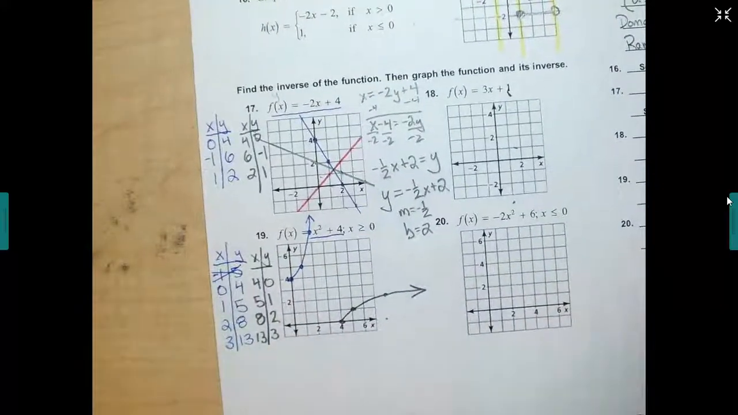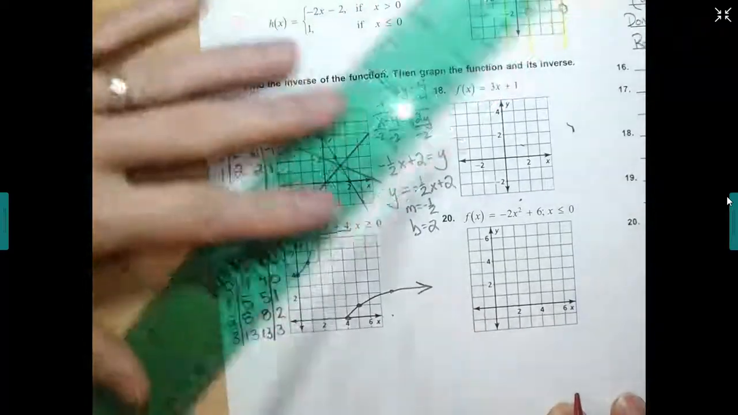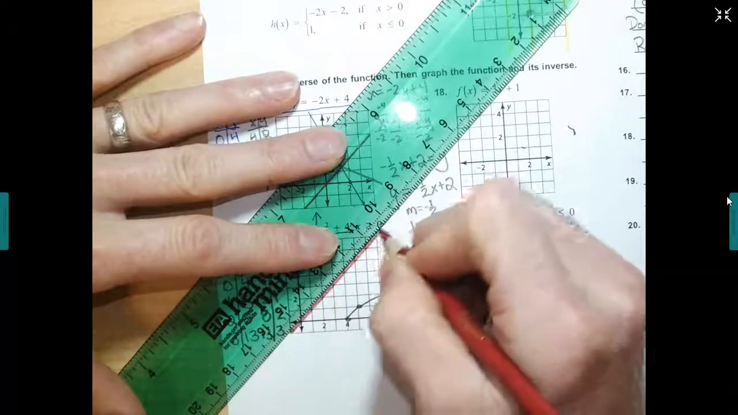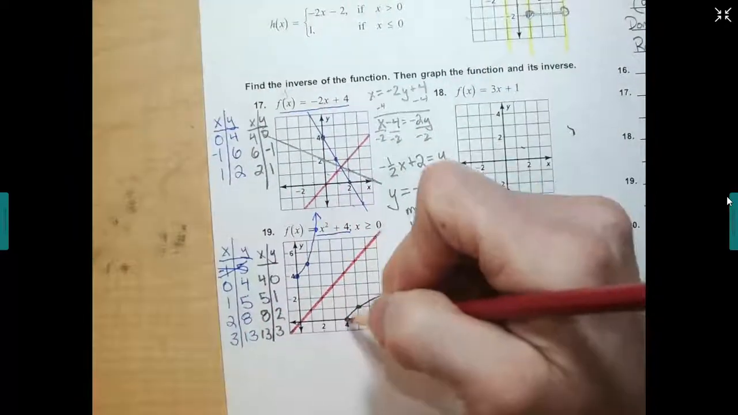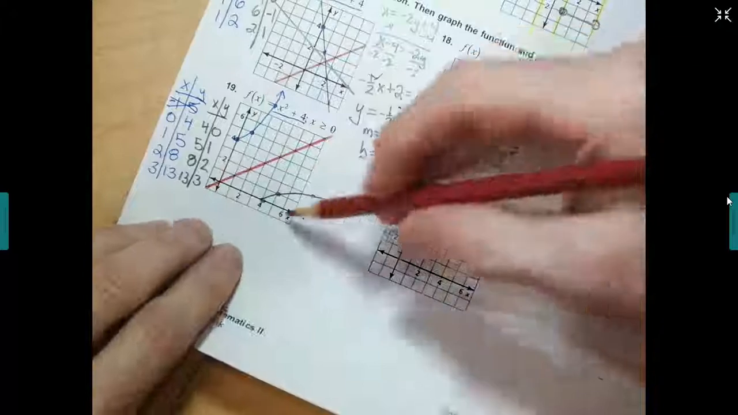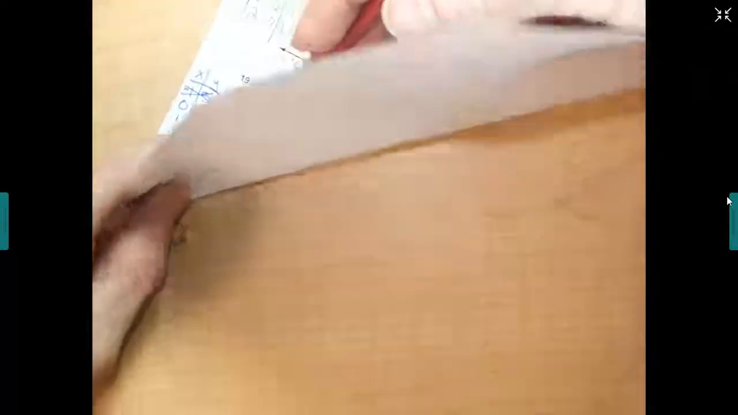And look at that. That's kind of cool. Sure enough, this one is reflected across here. This one's reflected across here. I don't know if you remember the fold your paper thing, but if I were to fold this straight over, they would sit right on top of each other. Pretty cool. There's your answer to 19.